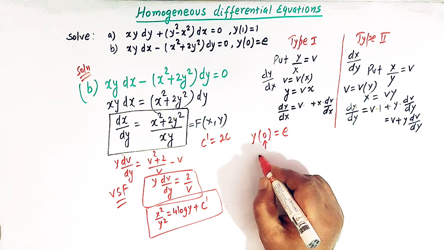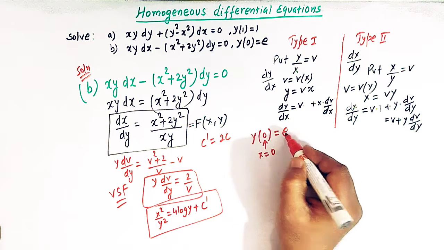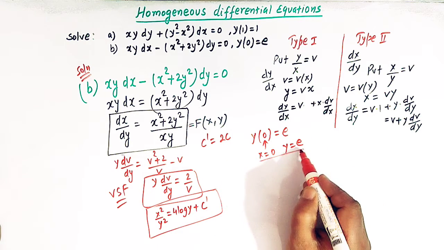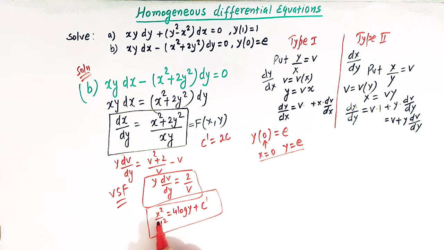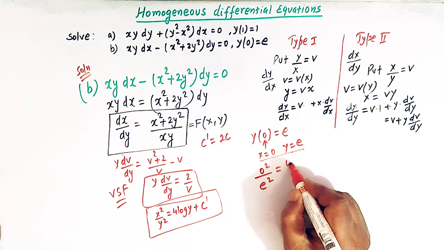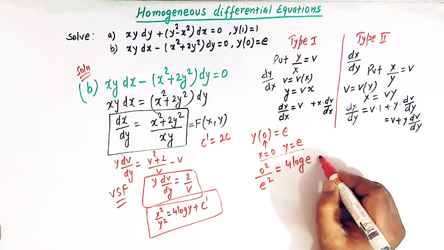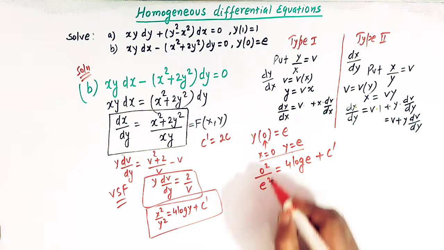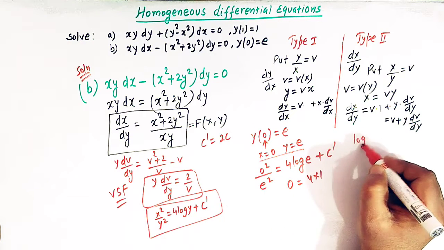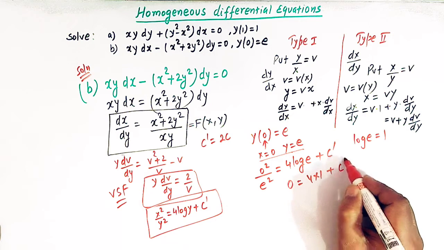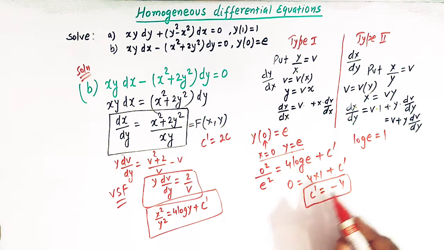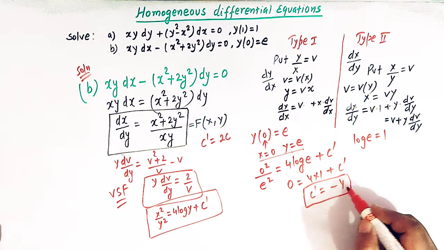So this is the value of x. So x is 0 when y is e, right? e is the exponential number. So substituting these values in this equation, we have 0 square over e square equals 4 times log of e plus c prime, right? So this term is 0, so here we have 4 times 1 because log of e is equal to 1, plus c prime. So now c prime is equal to minus 4. So the constant of integration is equal to minus 4.